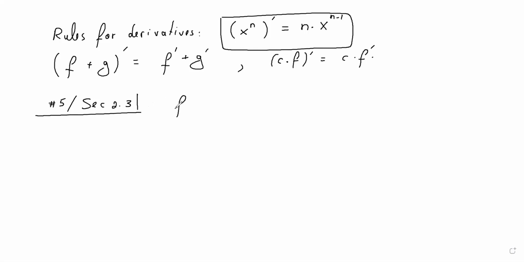So the problem here is f of t equals 2t cubed minus 3t squared minus 4t. All right, so how do you do the derivative of that? The derivative of this is f prime, you can say f prime of t or just f prime.